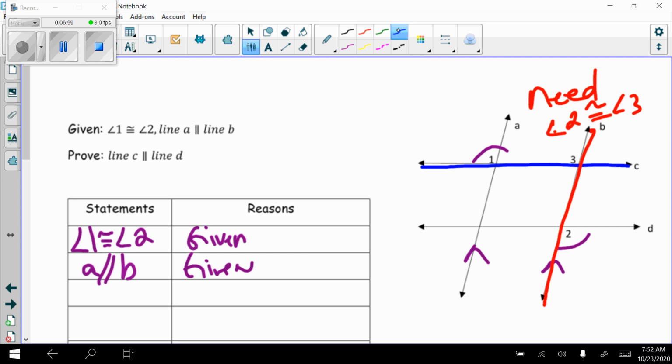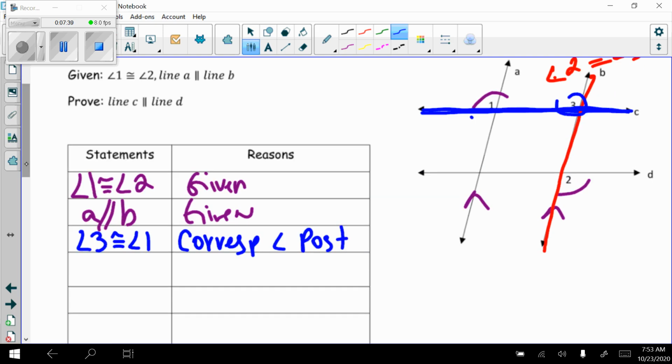Let's go back: what do I know? I can use anything on this blue line, line C, because that's my transversal of parallel lines that I do know. I already have angle 2 in my proof because that was given. So now I need to get angle 3 in my proof. Angle 1 and 3 are corresponding angles. So I could very easily say that angle 3 is congruent to angle 1 by the corresponding angle postulate.